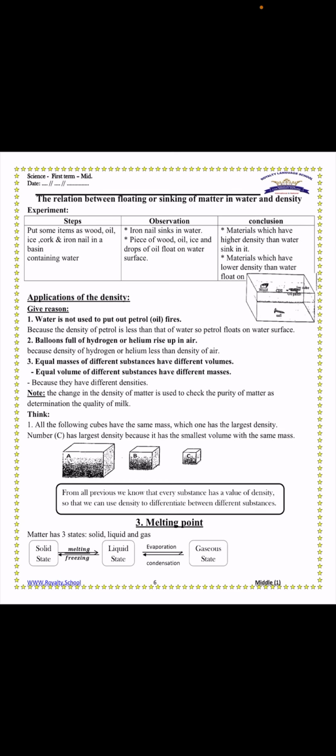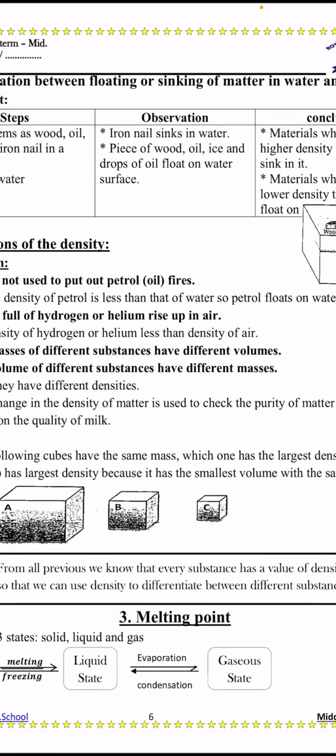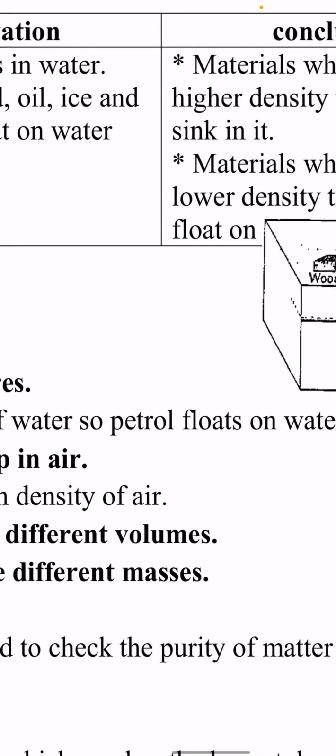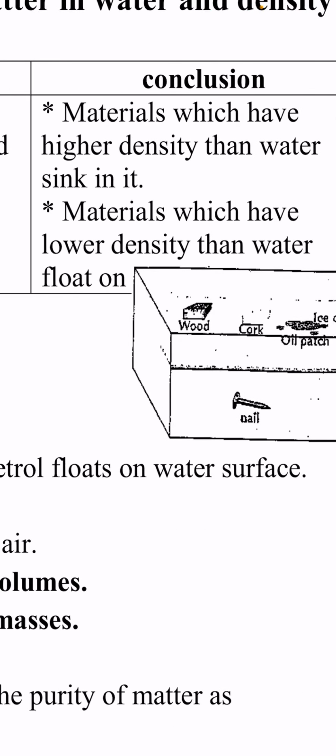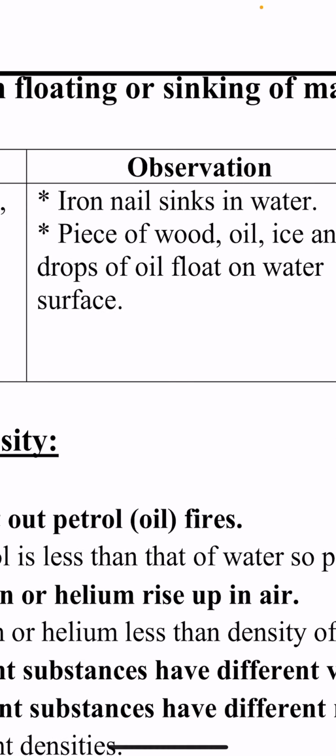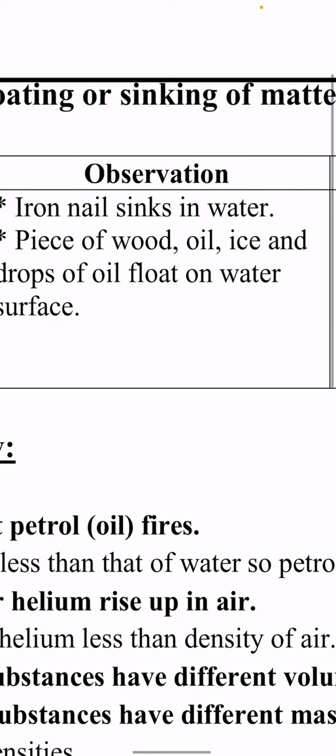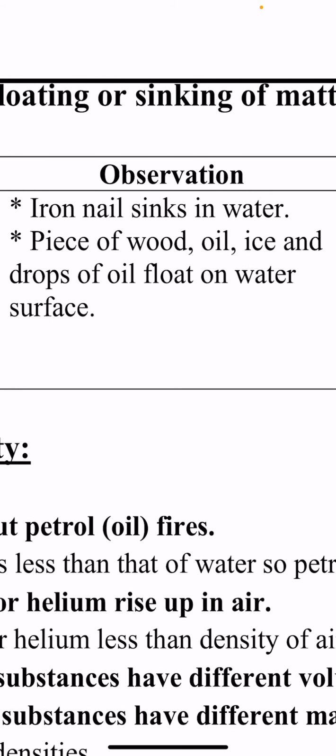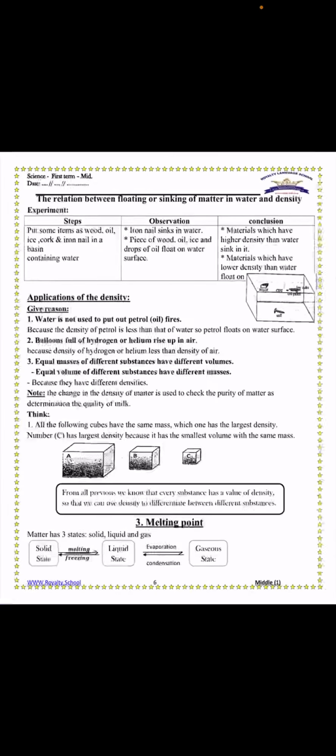What is the relation between floating or sinking of matter and density? Materials that have higher density than water sink in water. Materials which have lower density than water float on water. Materials which have higher density than water are like iron nails and metallic coins. Materials which have lower density are like wood, oil, ice, cork, and so on.